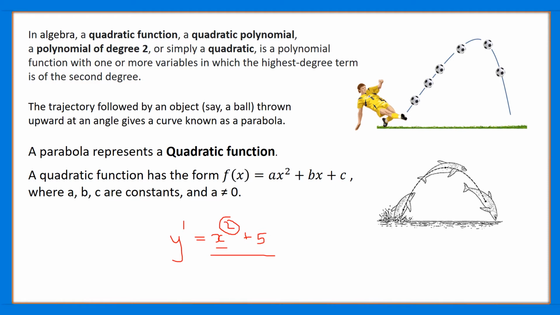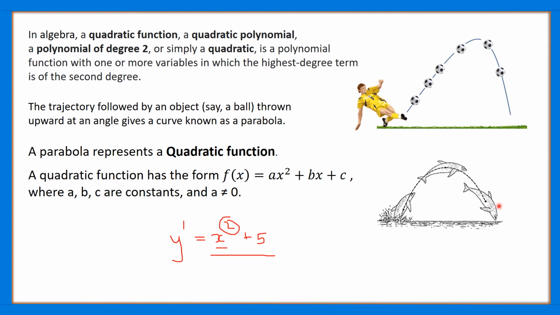Okay, have you ever seen a football player kicking his ball in such a way that it forms some curve like a parabola? If he kicks a ball, the ball will be moving like this. And we call this curve a parabola. And even if you throw a ball, it will be moving in a path such that the path is a parabola. Even the dolphin moves in a parabolic path.